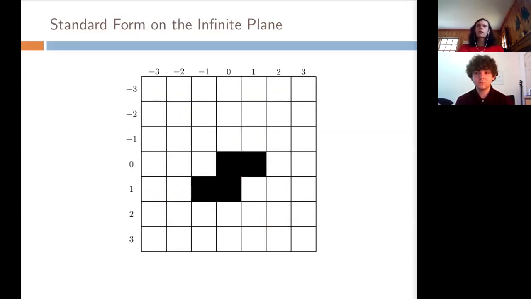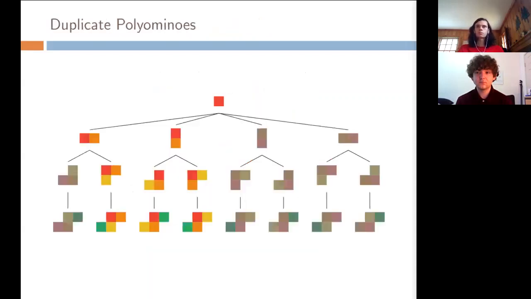We can see that a polyomino is in standard form as long as none of the following crossed out vertices are filled, namely those with a negative row number or those in row 0 with a negative column number. Implementing this standard form, we are left with the following tree. We can see that the only remaining duplicates arise due to the order in which the cells are added.